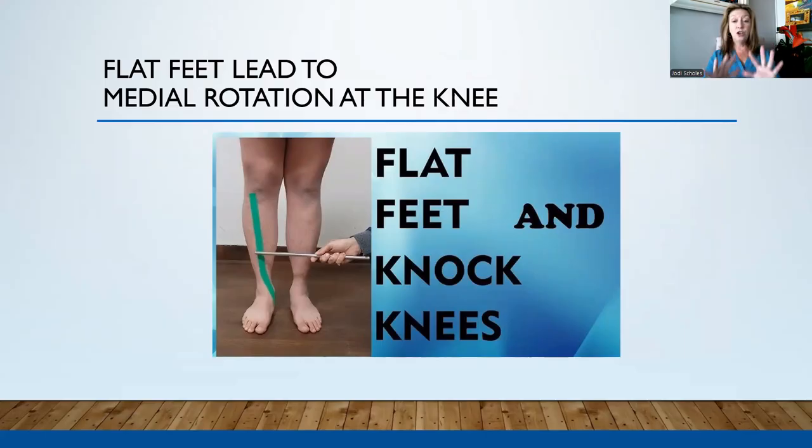So a condition called a knock knee, we've looked at this in the past, versus a bowed leg. Knock knees come together, bowed legs bow out.